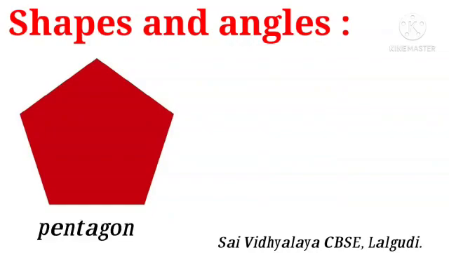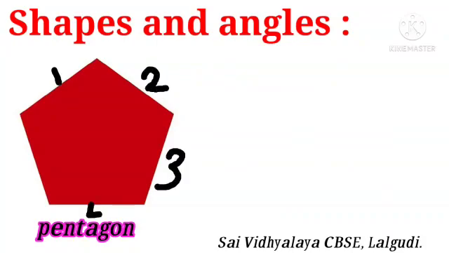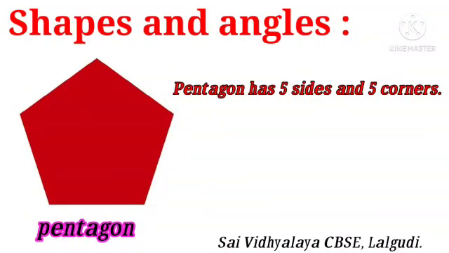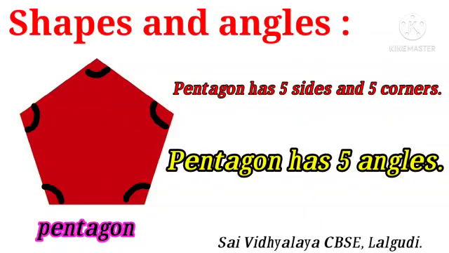Next, pentagon. P-E-N-T-A-G-O-N. Pentagon is a five-sided polygon. It has 5 sides and 5 corners. Now let's draw angles inside this pentagon. As I already said, the angles are formed at the point where two lines meet. 1, 2, 3, 4, 5. Pentagon has 5 angles.